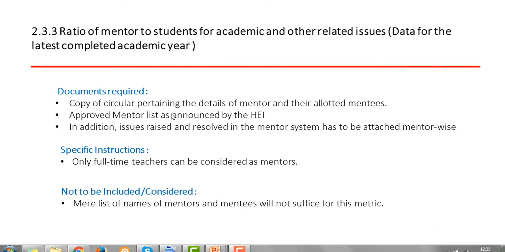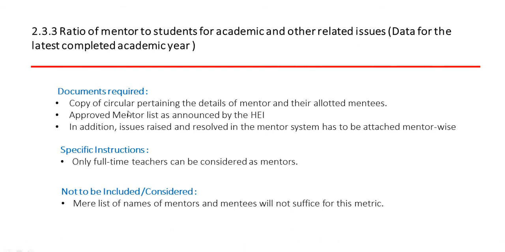The documents required for verification of this metric are a copy of the circular pertaining to the details of mentors and their allotted mentees, and the approved mentor list as announced by the HEI. In addition, issues raised and resolved in the mentor system have to be attached mentor-wise. The specific instruction says only full-time teachers can be considered as mentors.